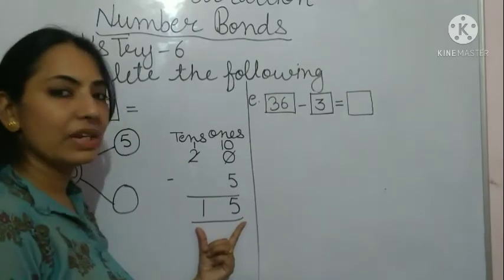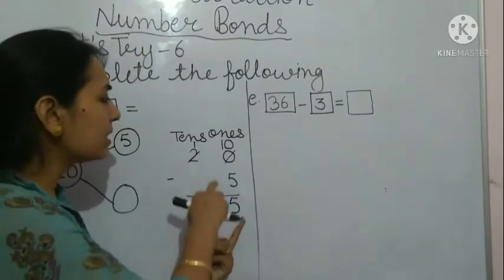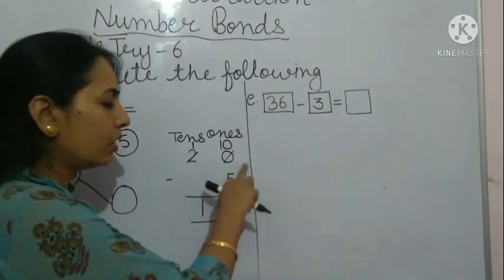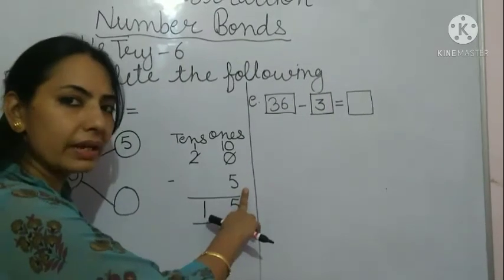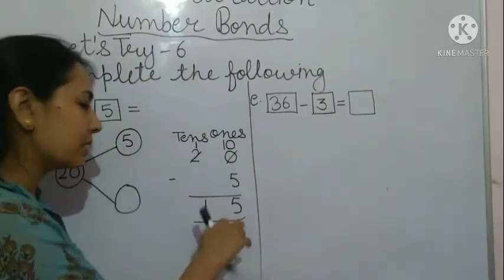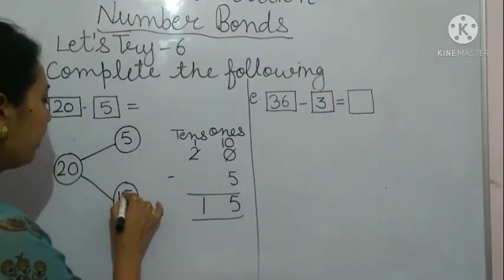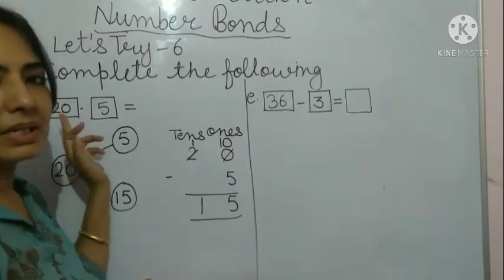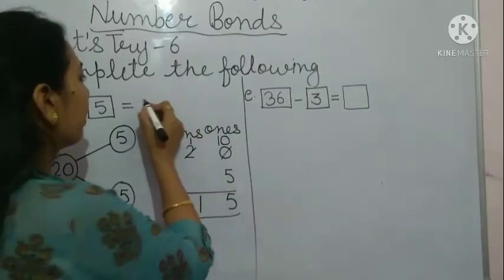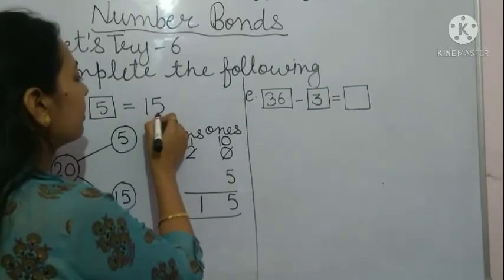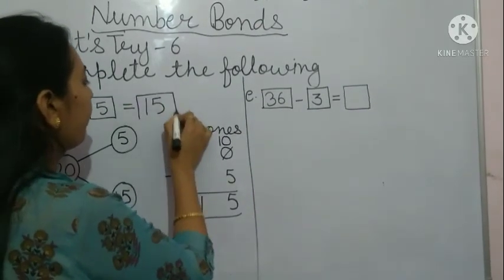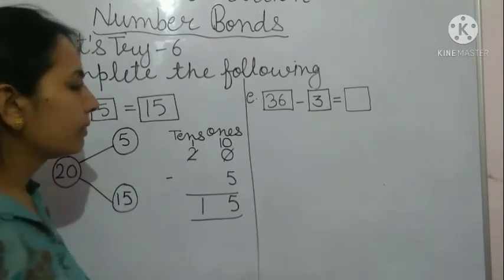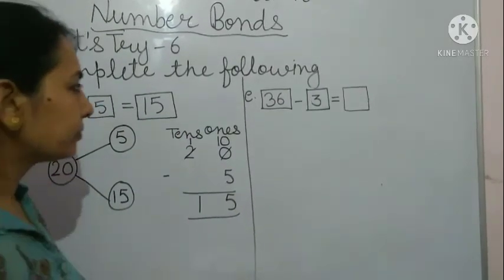So we got 15. It means 20 is the whole, and one part of 20 is 5 and the second part is 15. So we will write here 15. And the second thing is, if you minus 5 from 20, you will get 15 as the answer. Now move to the next sum.